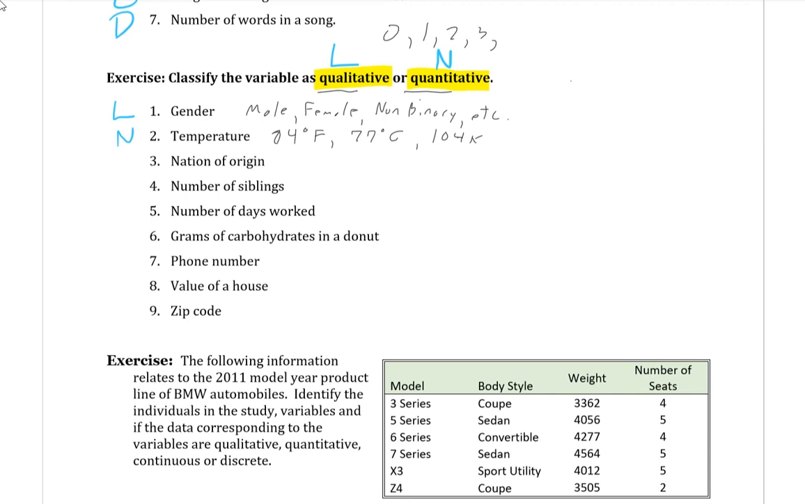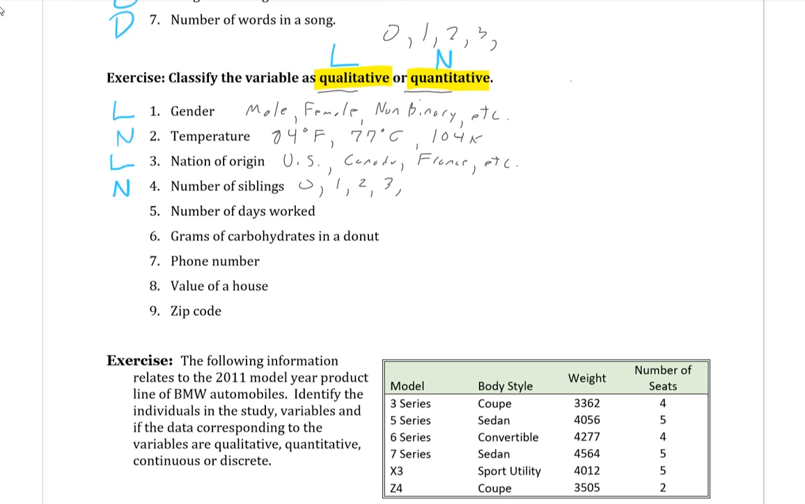Nation of origin, we could say the United States, we could say Canada, we could say France, etc. These are all names of things, and they're treated as names, so we're going to say this is a qualitative measure. Number of siblings, you could have 0, 1, 2, 3, so this is definitely numerical, so quantitative.